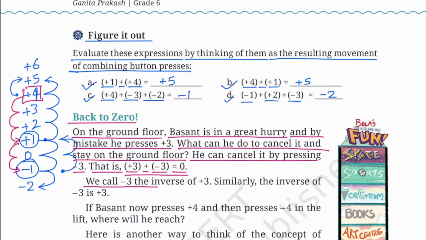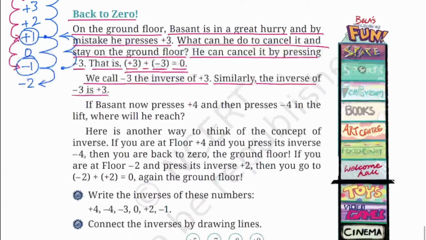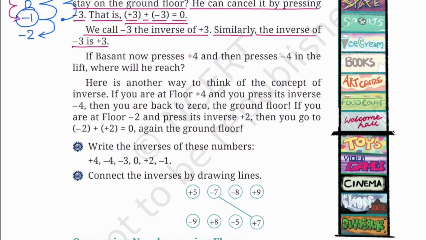We call minus 3 the inverse of plus 3. Similarly, the inverse of minus 3 is plus 3. If Basant now presses plus 4 and then presses minus 4 in the lift, where will he reach? The answer will be same. He will reach the same floor. Plus 4 plus minus 4 is equal to 0.